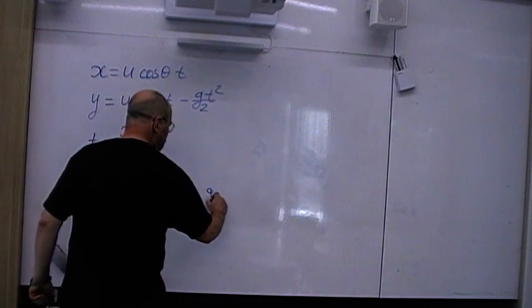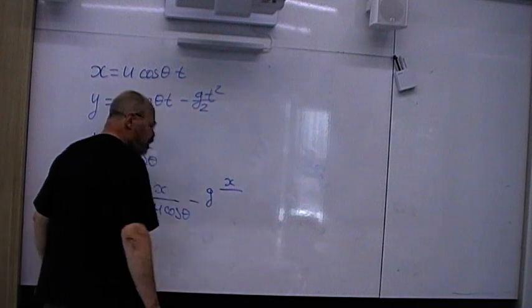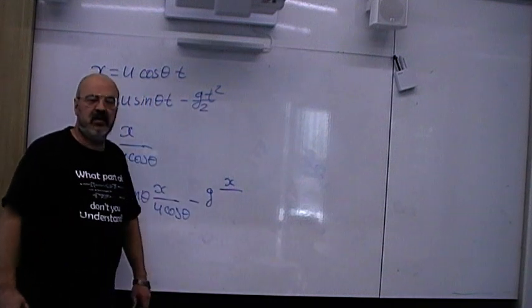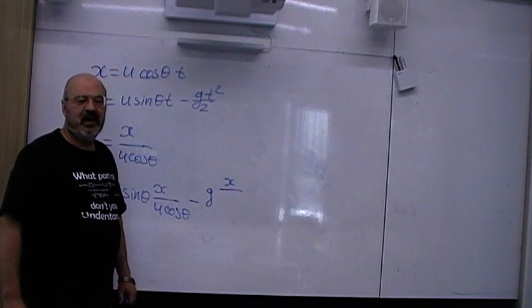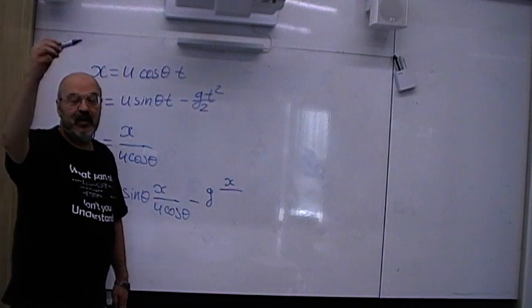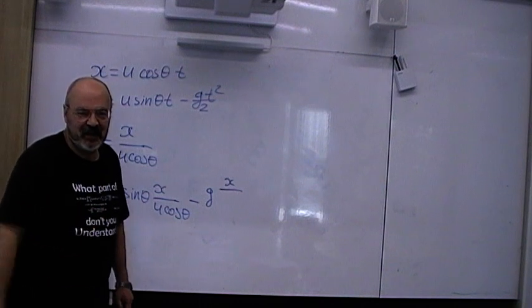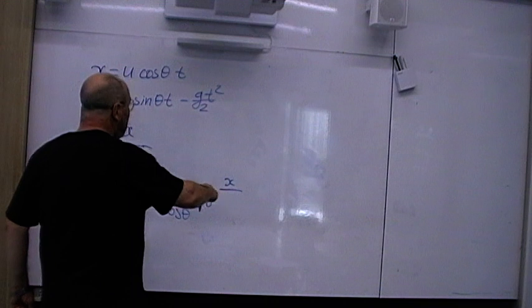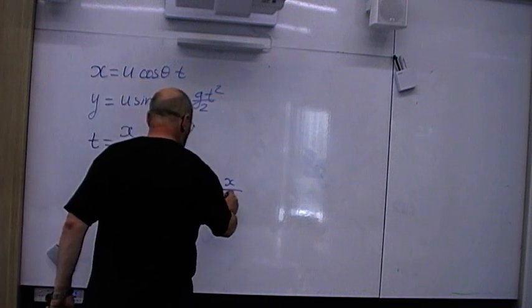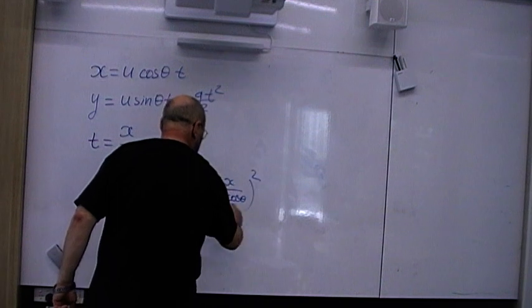minus g times x over u cos theta, squared, divided by 2. What is g? g is acceleration due to gravity, equal to 9.81 meters per second squared. It's how much your speed will be increasing every second if you are falling down.